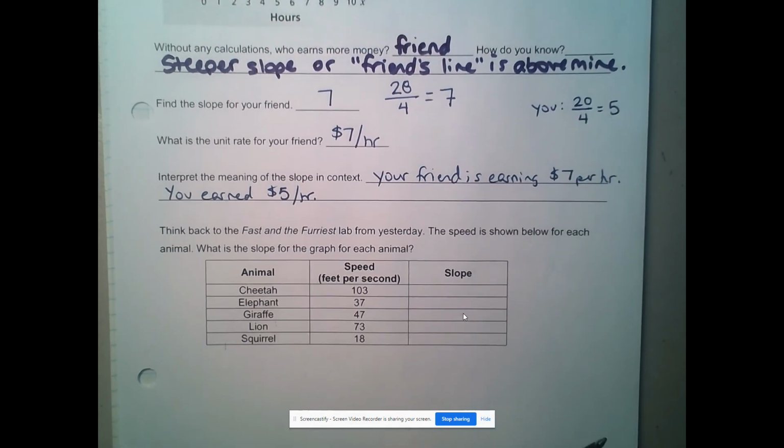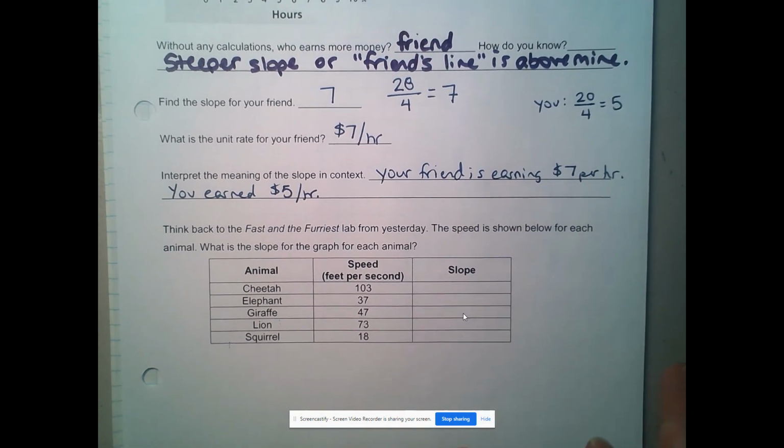And this says, think back to the Fast and Furious lab from yesterday. Clearly, we did not do it yesterday, but think back to the Fast and Furious lab.